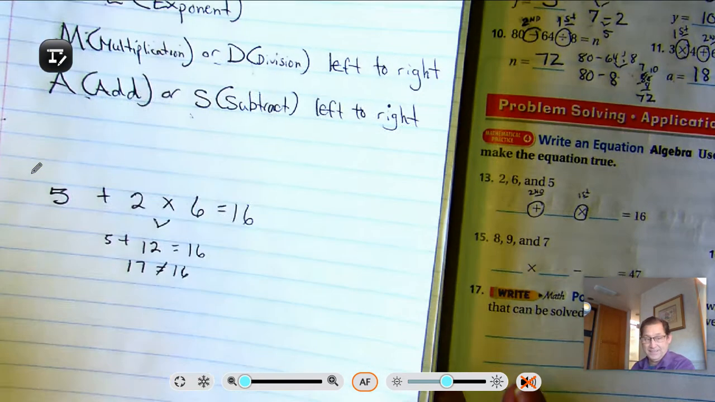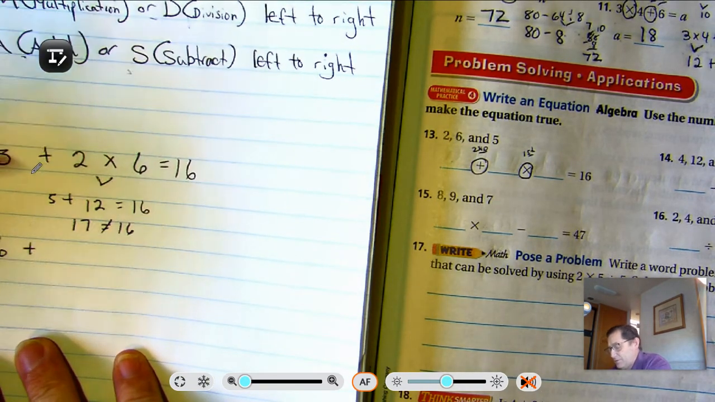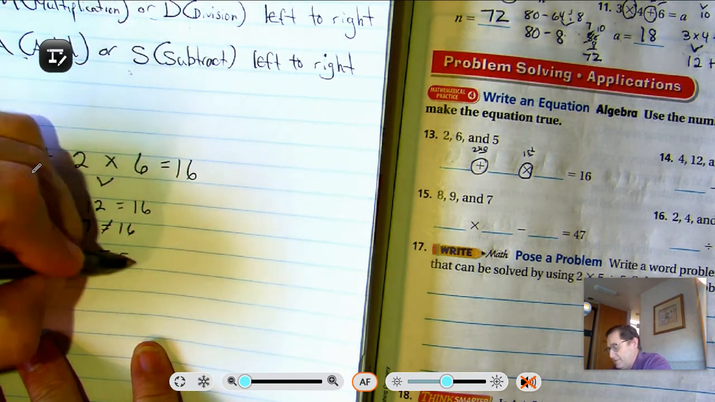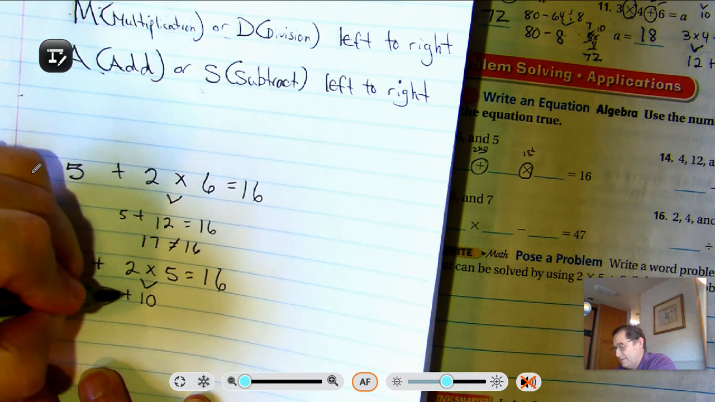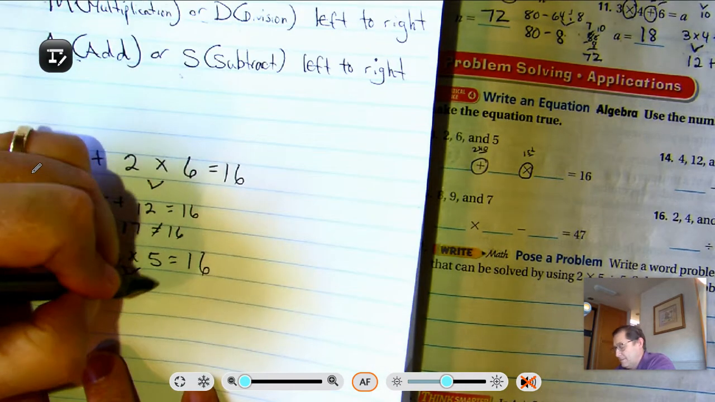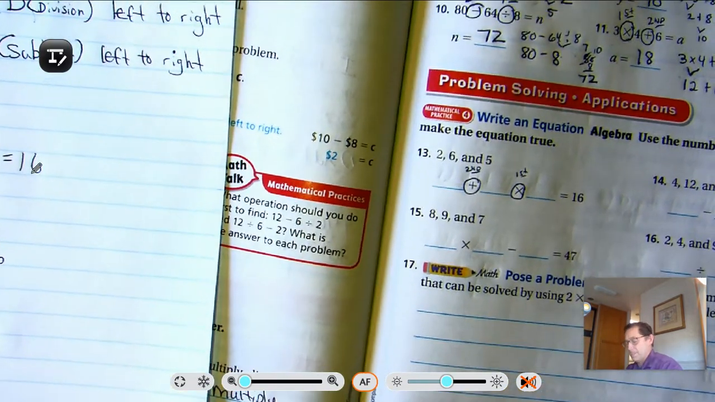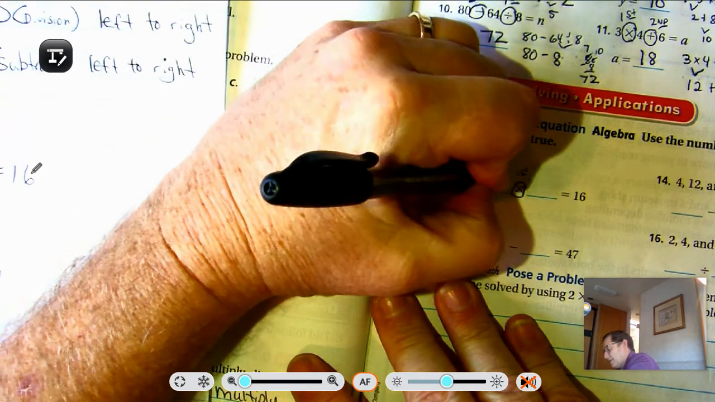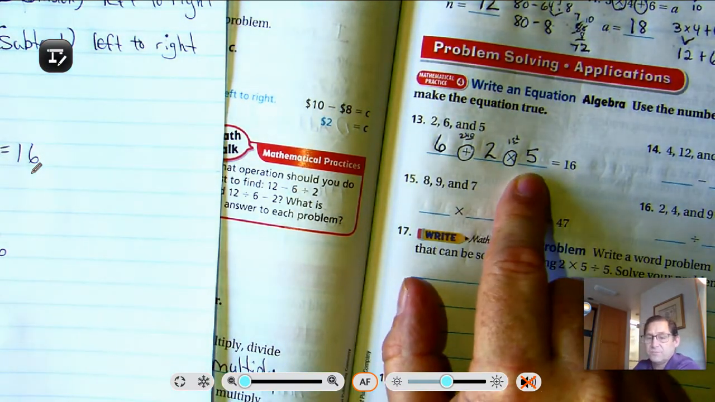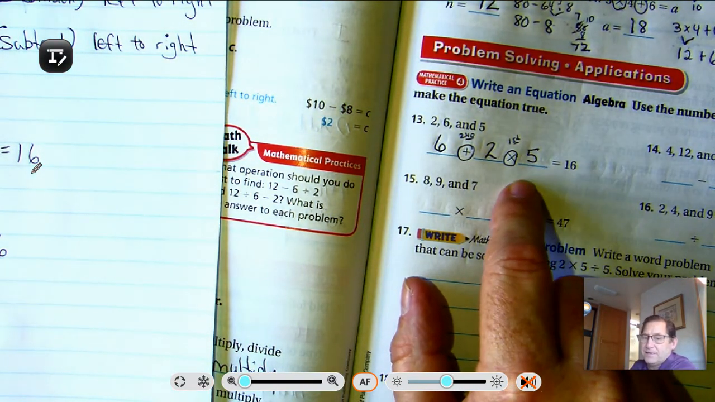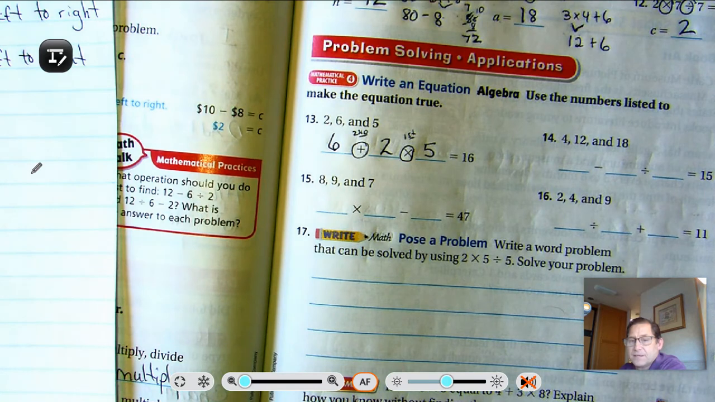So it's not 2 times 6. But what if we try 6 plus 2 times 5? Does that equal 16? 2 times 5 is 10, and we still have to add the 6. Does 10 plus 6 equal 16? Yes. So our order is 6 plus 2 times 5. It actually doesn't matter which order we put the 5 and the 2, because we're going to multiply anyway, and 5 times 2 is 10, or 2 times 5 is 10, so it doesn't matter. Okay, so you might have to try some different combinations to get the answer.